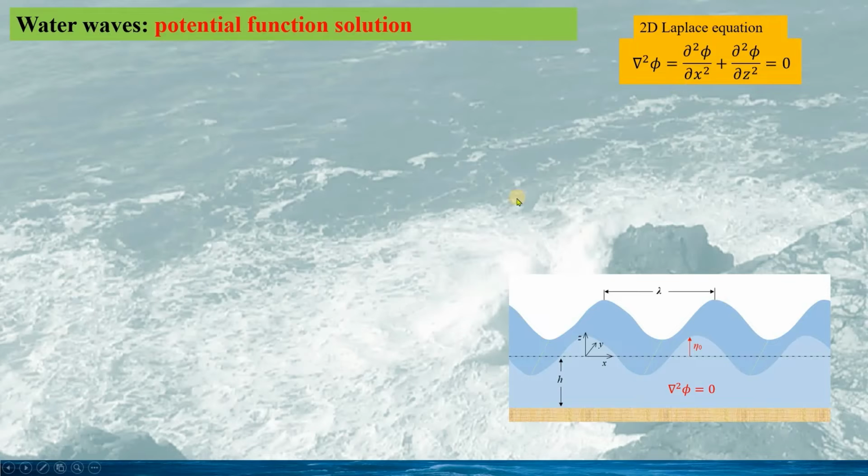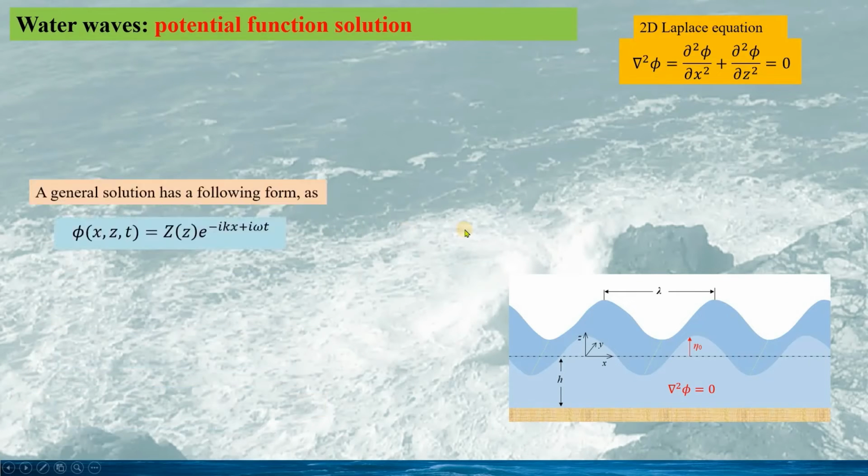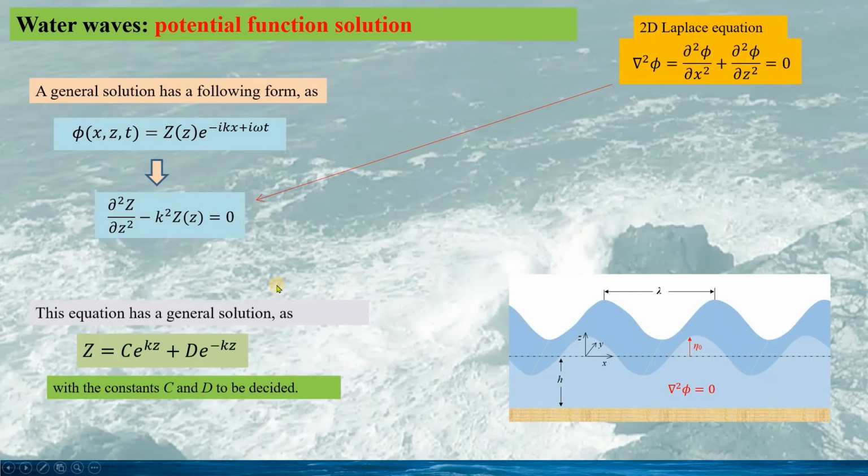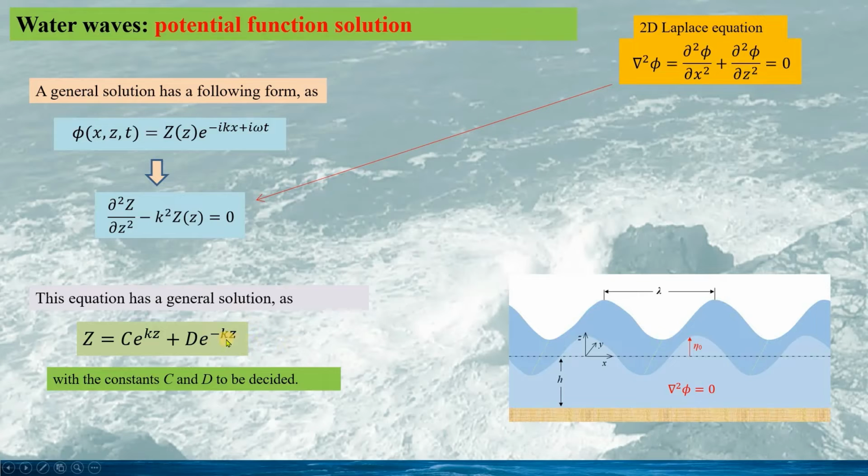For the 2D Laplace equation, we can assume a generic solution expressed as this. So if we substitute the expression into the Laplace equation, we can easily derive this equation for the new variable capital Z as this. This derived equation would have a general solution as this.